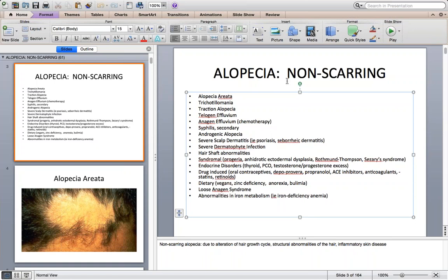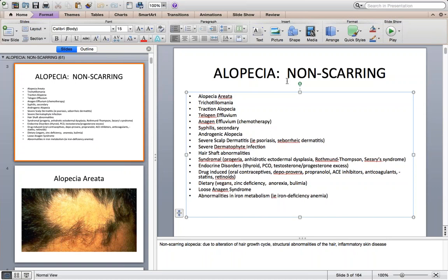So under the non-scarring forms of alopecias, which we'll go over today, you've got alopecia areata, trichotillomania. That's when someone pulls out their hair. Tractional alopecia is such as when one has a constant pull of the hair where they do not remove the hair as in trichotillomania, but the pressure from hot combing or pulling and ponytailing the hair causes that type of tractional alopecia. And then we've got the different effluviums, of course, syphilis, androgenic alopecia.